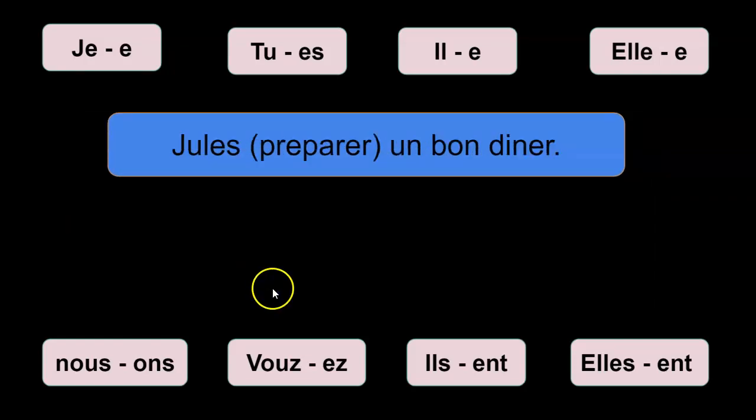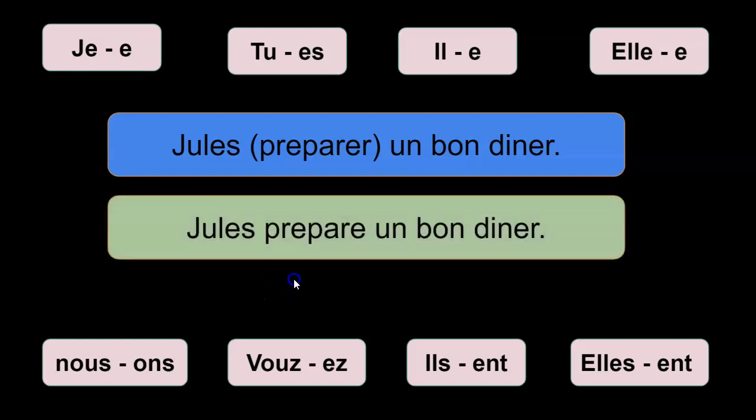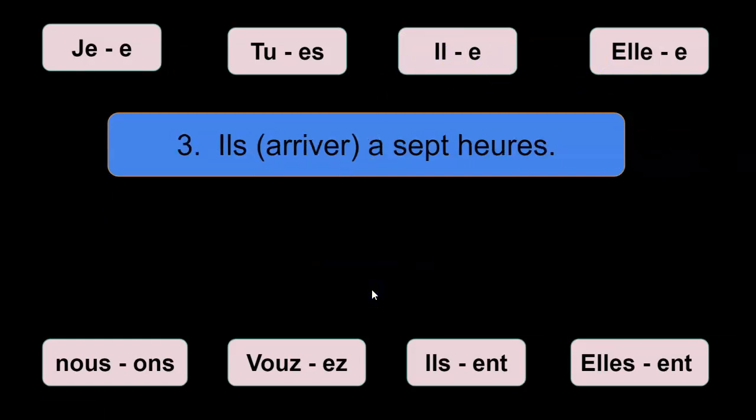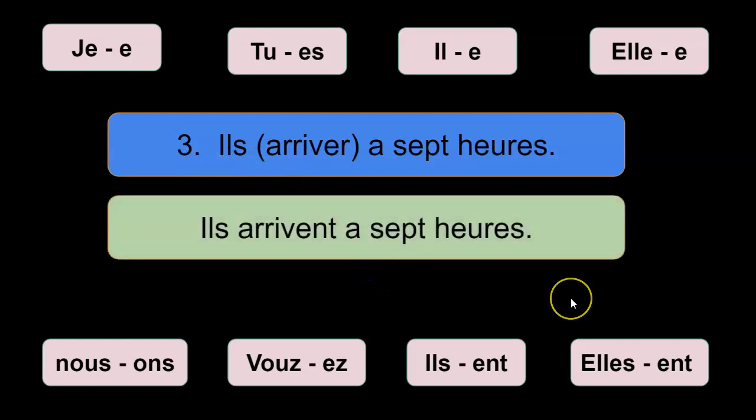Numéro 3, Jules prépare un bon dîner. Jules prepares a good dinner. So remember, you have to drop your ER. You don't want to be adding it onto the end of this. So the first thing you have to do is drop the ER and then add your endings accordingly. Jules would be the same as elle or il. So that's why it's in the third person. Okay, so this is numéro 3. Numéro 4. Ils arrivent à 7 heures.